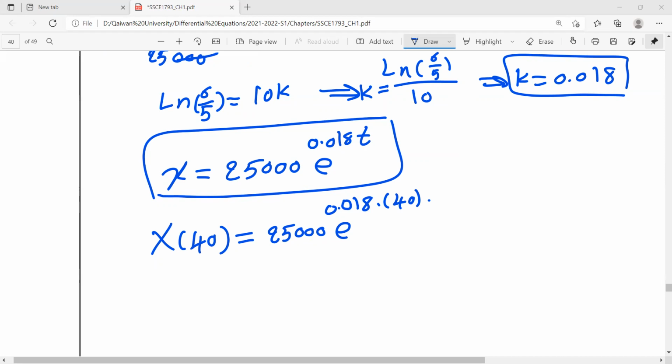That means here it equals 25,000 times 2.05. Let's multiply these two and see what we get. It equals 51,250 people. So the population of the city in 2000 becomes 51,250.